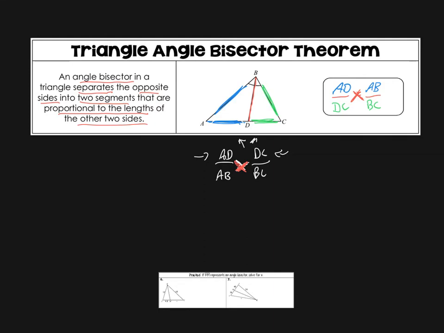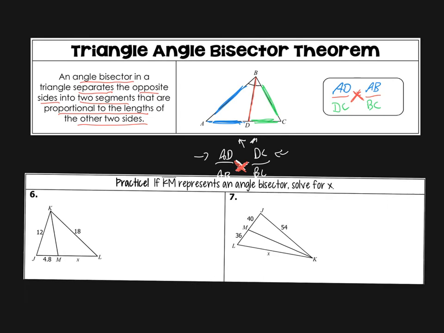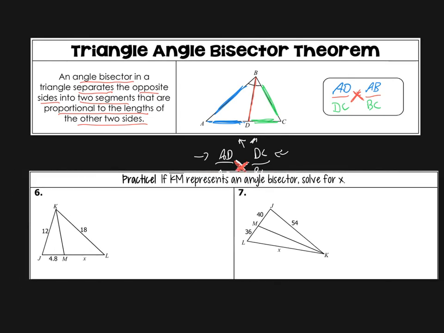All right, now let's see if we can put this into action. All right, so we have number 6. Let's first take a look at these two pieces. It says if KM represents an angle bisector. So KM does bisect that angle. And so what do we have? We have 4.8 is to X. Now 4.8 was the side on the left and X was the side on the right. So we're going to say left, right, left, right. So now I want to pick a side from the left. 12 is to side from the right, 18. Left, right, left, right.